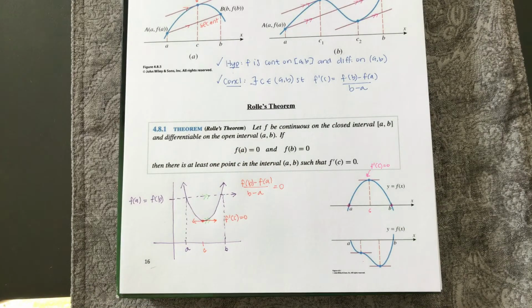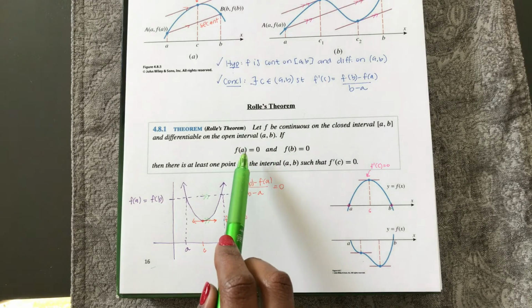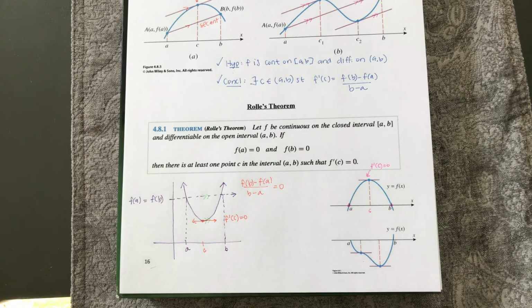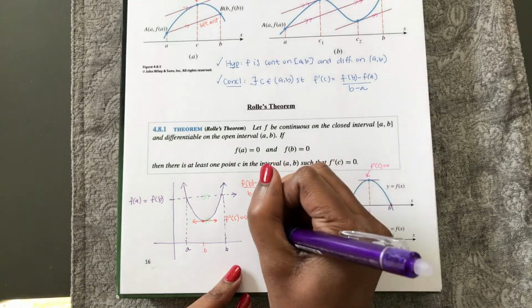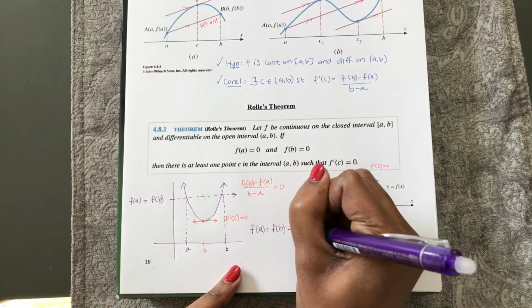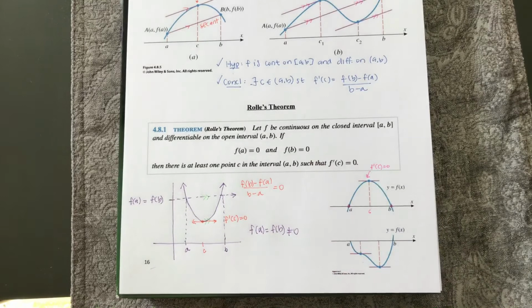So we see Rolle's theorem in this textbook focuses on f of a equaling f of b equaling 0, but Rolle's theorem overall works as long as f of a equals f of b. It does not have to equal 0, but in this textbook it does focus on that, so keep in mind.